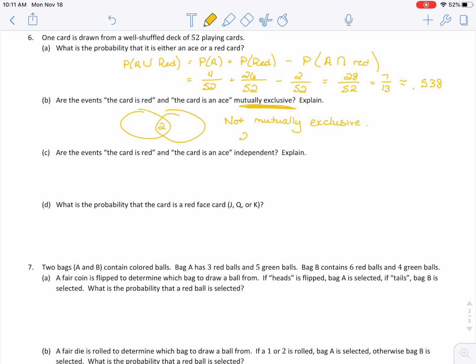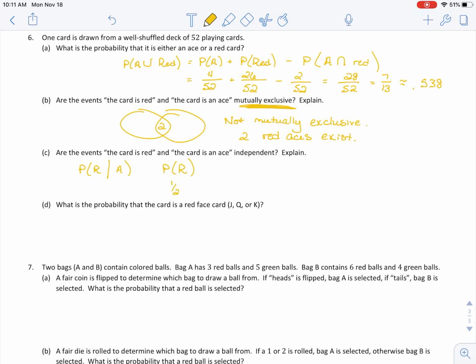My explanation could be that 2 red aces exist in the deck. Then I want to know if they are independent events. So I want to know, how does the probability of red, if I know I have an ace, compare to the probability of just a plain old red card in the first place? So the probability of a red card is half. We know half of the deck is made up of red cards.